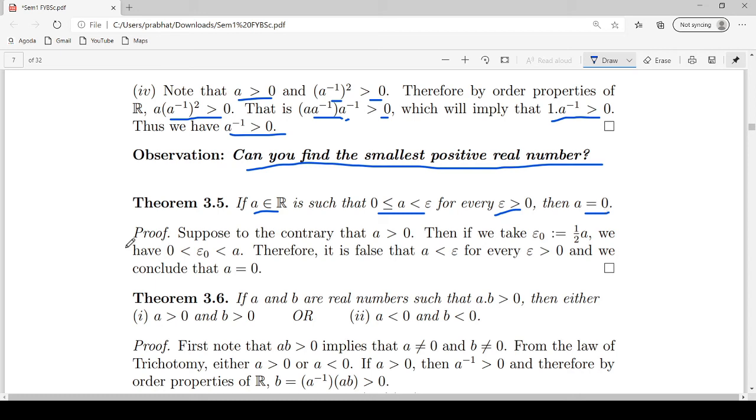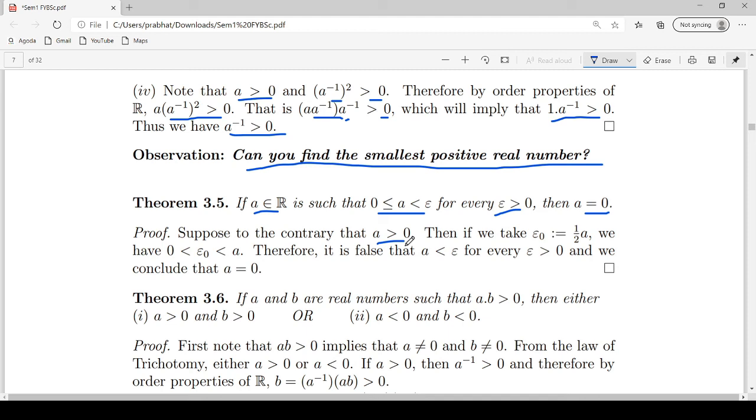Now we will use the method of contradiction to prove this theorem. On the contrary, you assume that a is greater than 0. See, in the theorem it is given that a is greater than or equal to 0 and we want to prove that a is equal to 0. So we want to prove that a greater than 0 is not possible. So we have assumed a is greater than 0 and we will arrive at a certain contradiction, and then we will say a greater than 0 is not possible.